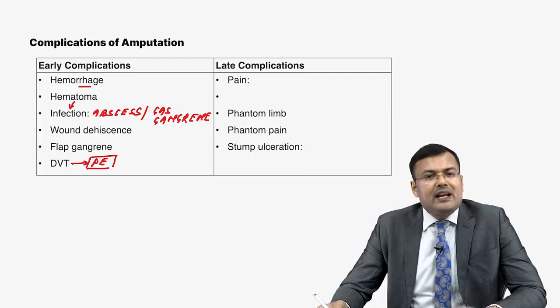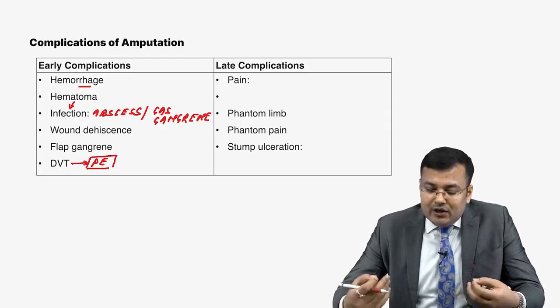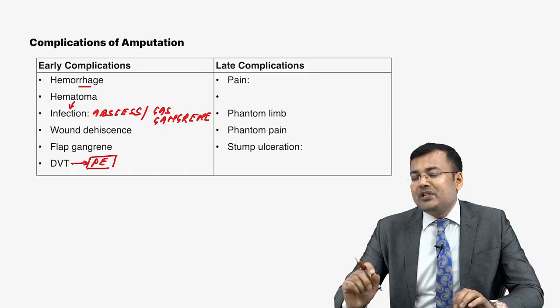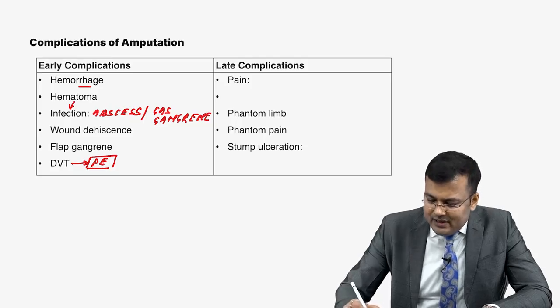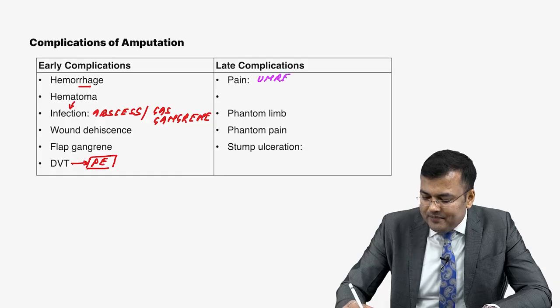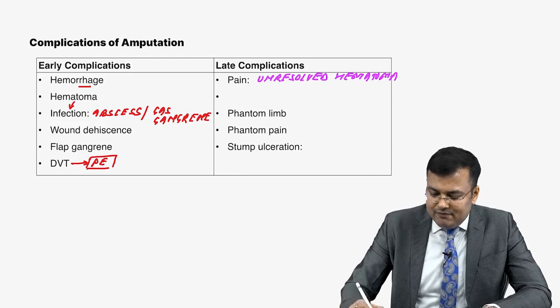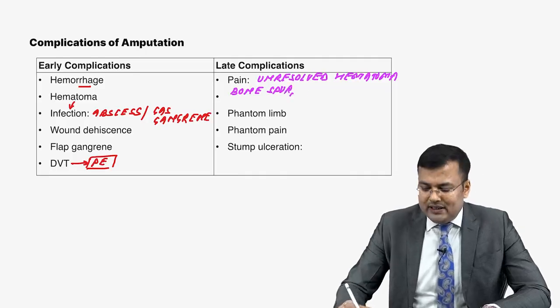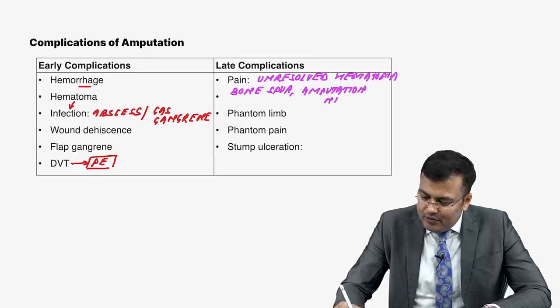Late complications. These patients have pain. Can you tell me what the causes of pain are? The pain can be because of unresolved hematoma. Sometimes there is a bony spur, or the patient has an amputation neuroma. So the causes of pain in late complication are unresolved hematoma, bone spur, or amputation neuroma.